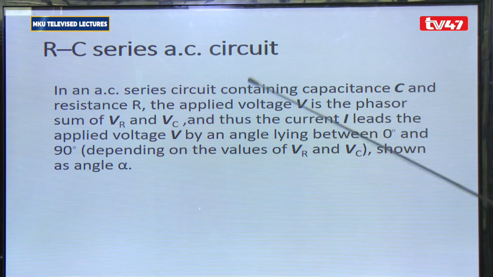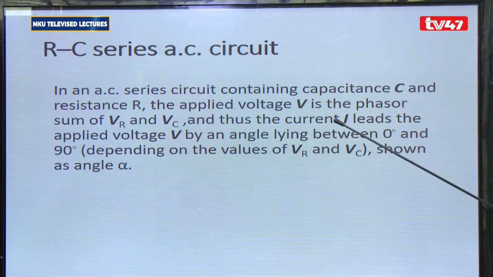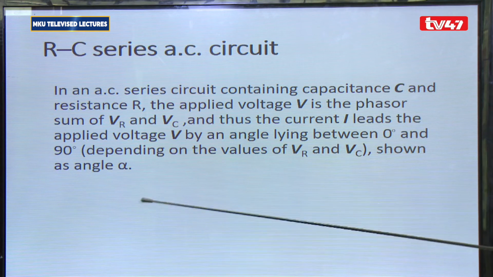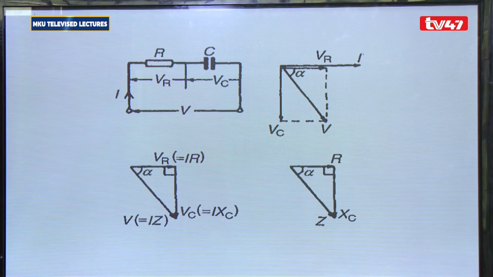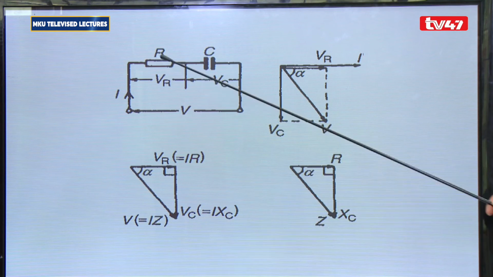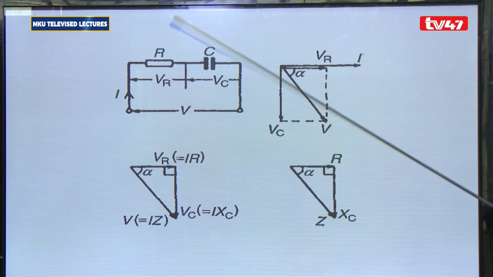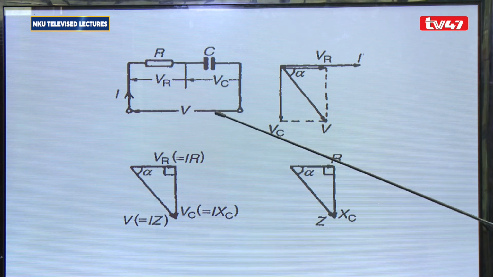So the voltage across the resistor is going to be abbreviated by V subscript R, and the voltage across the capacitor is going to be abbreviated by V subscript C. Of course, there is going to be an angle between them, which is shown by angle phi. Now, when you look at the connection of that kind of circuit, here you have got the resistor, we have got the capacitor here, the voltage across the resistor, the voltage across the capacitor here. This is the resultant voltage.